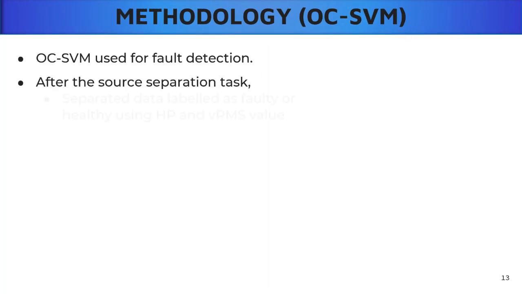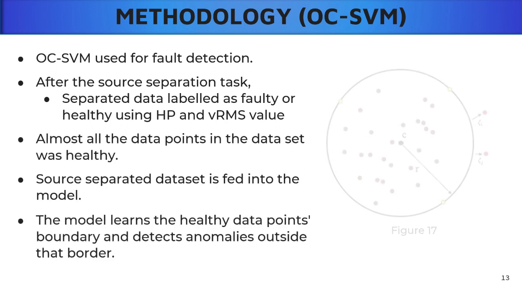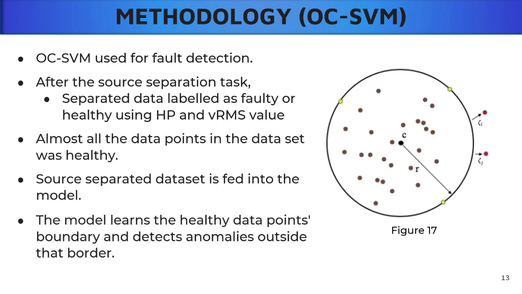After the source separation stage, the separated data was labeled, and almost all the data points in the dataset were healthy. Since the dataset is biased toward one class, which is the healthy class, OCSVM is used for fault detection. There, the model learns the boundary around the healthy data points, and all of the points outside that boundary are considered unhealthy or faulty.